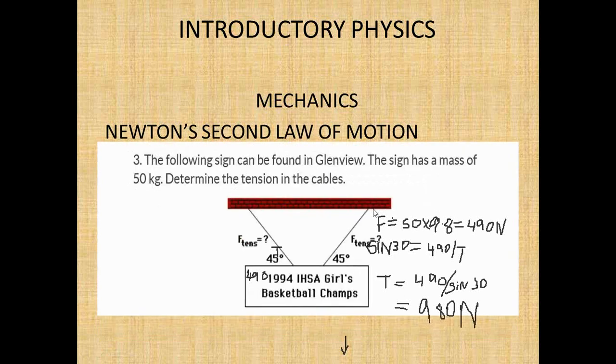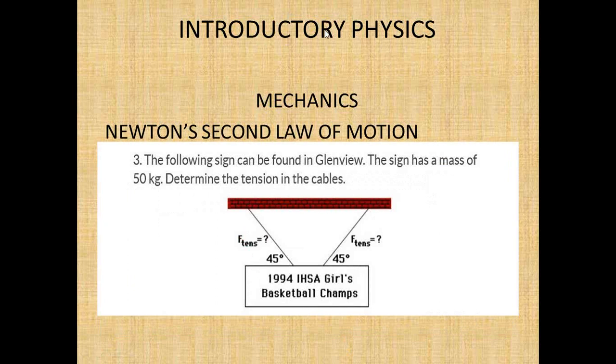All right, so we have another case. The following sign can be found in Glenview. The sign has a mass of 50 kilograms, determining the tension in the cables. So this sign has a mass of 50 kilograms. So, just use basic principles.